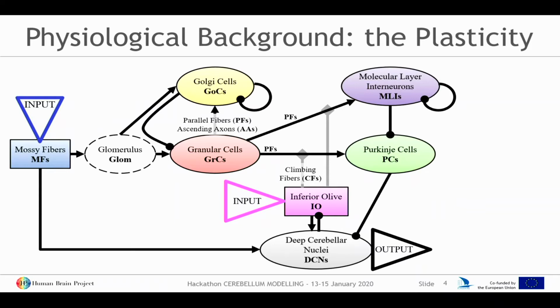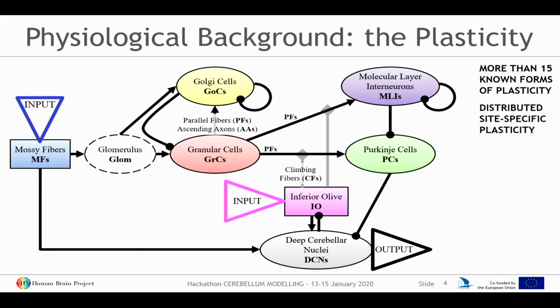Then this model has a static behavior, with some firing rates of the different neurons, but the cerebellum is the most plastic structure of the brain, so we needed to have plasticity. And plasticity not only at a single site, the most studied one, which is between parallel fiber and Purkinje cell, but we wanted a distributed plasticity. In the cerebellum there are more than 15 known forms of plasticity, some experimentally measured, some with direct or indirect measurements. And we have included some in a distributed fashion.